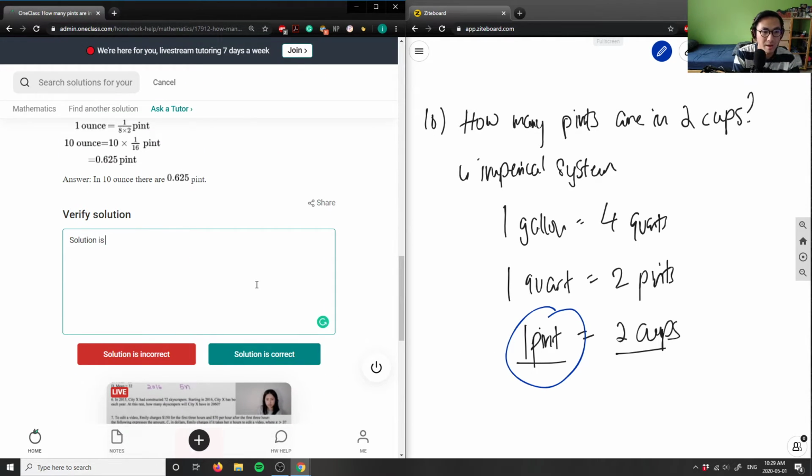So we don't even have to do any math here. Solution is correct. Good explanation, just because it's part of our conversion factors here. So the solution here is correct.